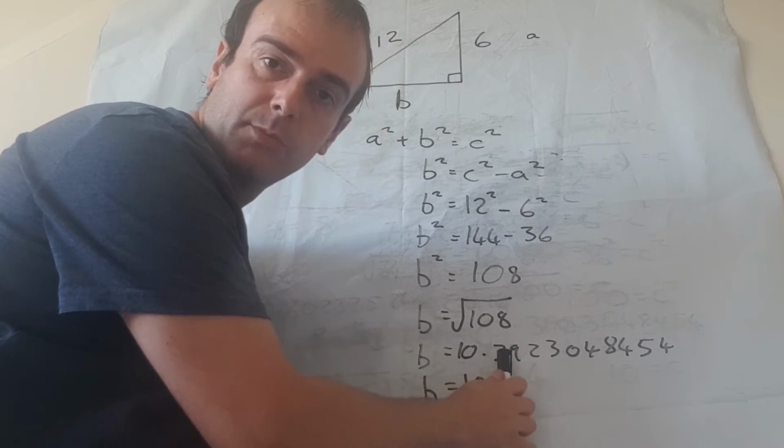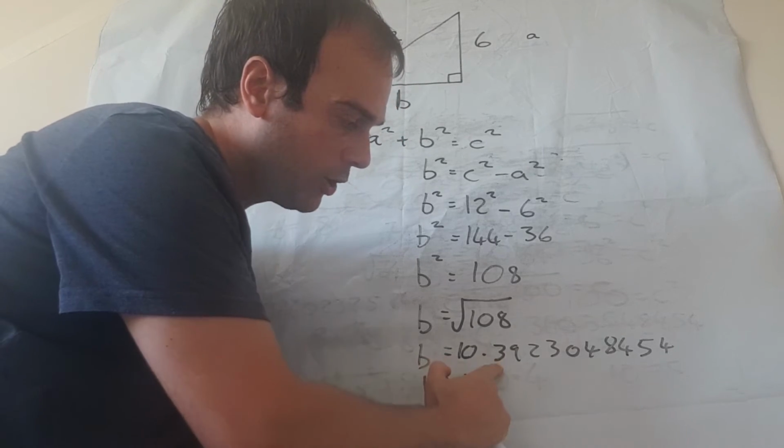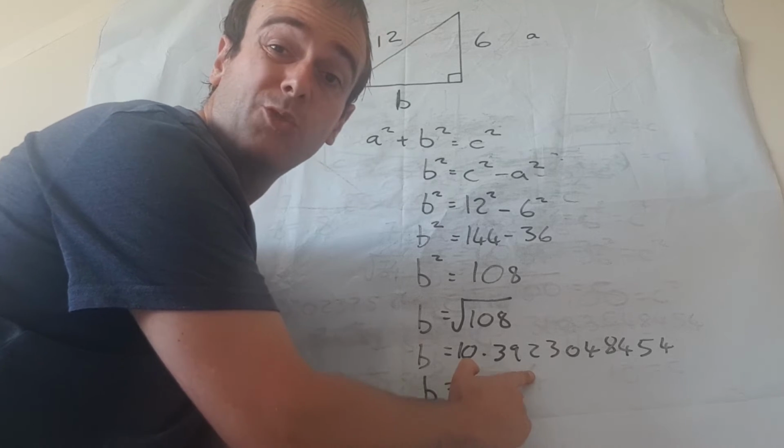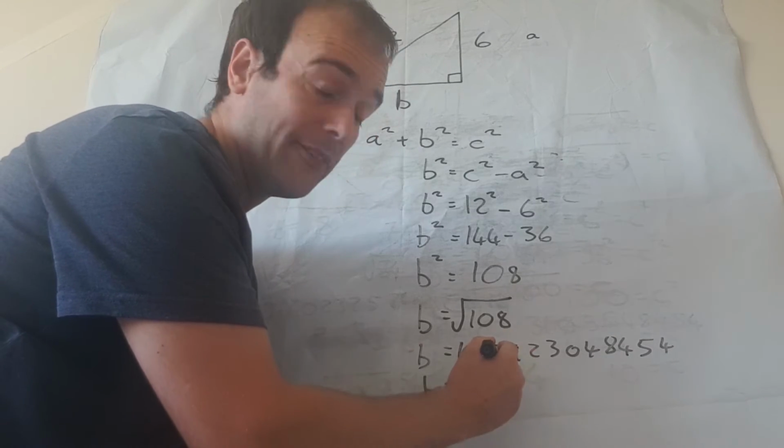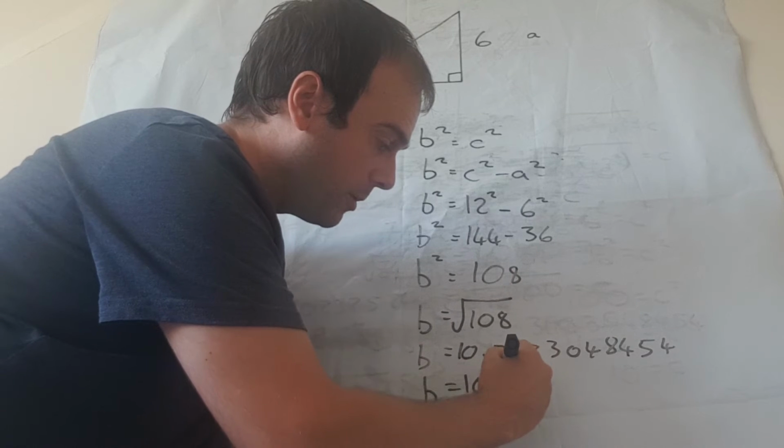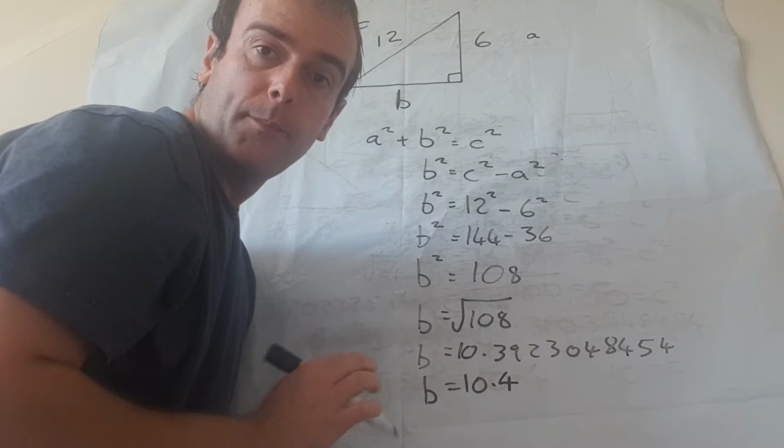So I look at my first decimal place, which is 3. I look at the one just after it, which is 9, which is greater than 5. So therefore I round this 3 up. So it ends up being 10.4. Okay.